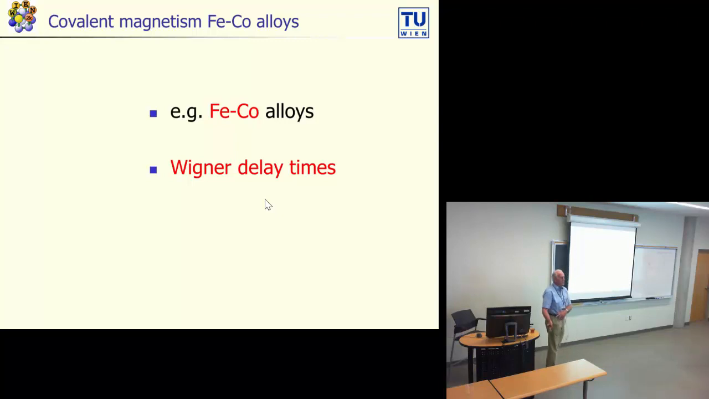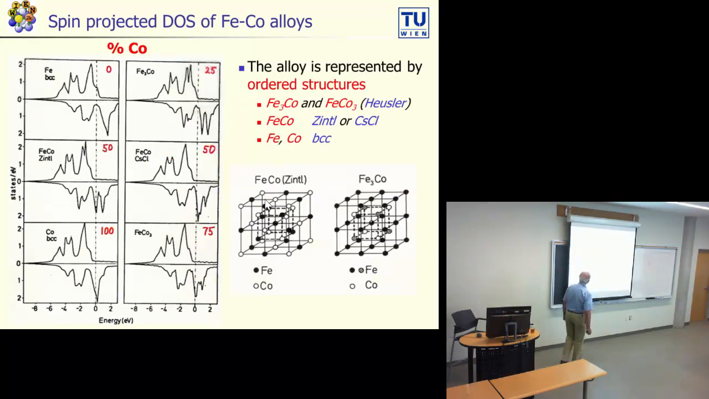Now let's try to do the same concept for iron cobalt. And the reason for showing you that is that you have to be careful. If you show a very simple picture for one case, it may not work in the next case. So you have to be careful. And I'll explain the concept of Wigner delay time. So let's start out with iron, and then look at cobalt.